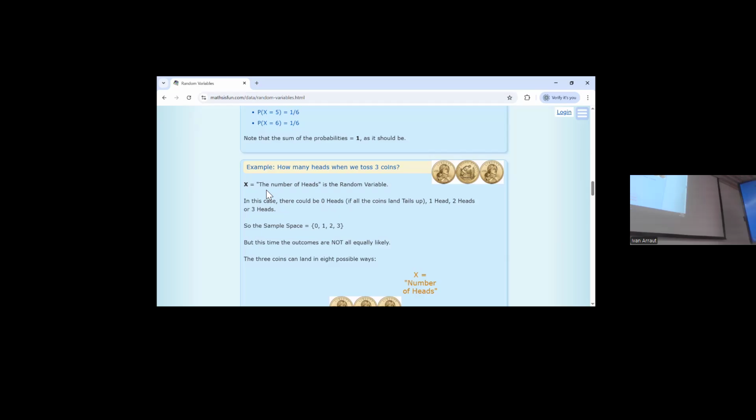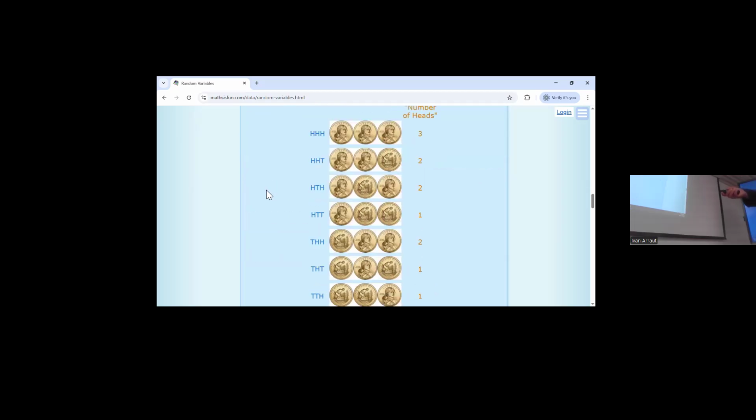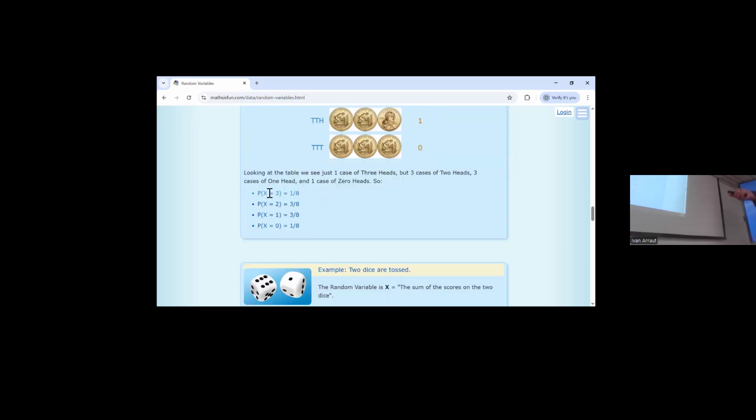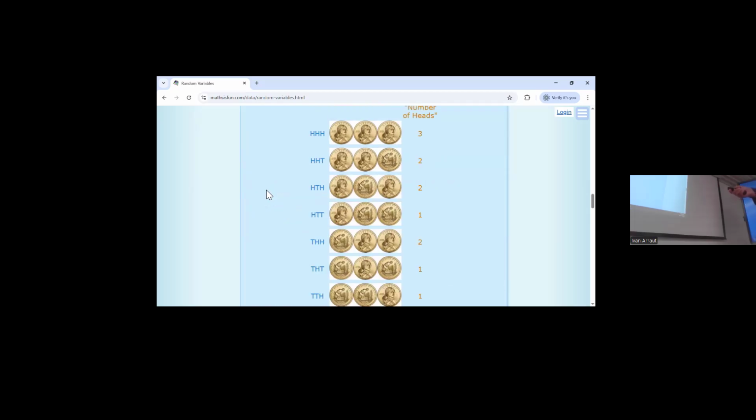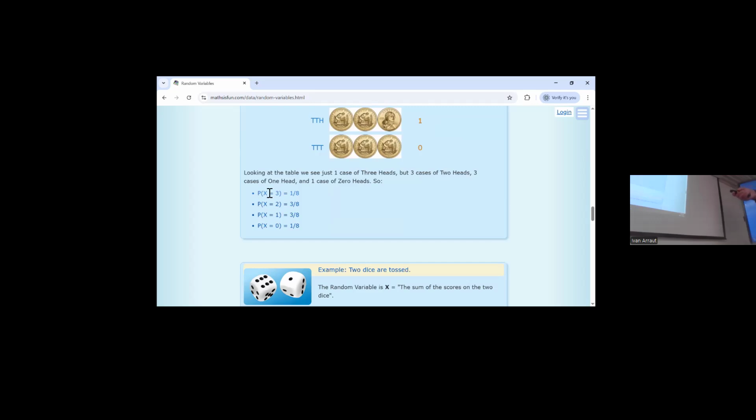So let's see, here, the sample space. Head, head, head. The random variable is 3 because the random variable measures the number of heads. Head, head, tail is 2. Head, tail, head is also 2. And this is also 2. And how many possibilities do we have? 8. 1, 2, 3, 4, 5, 6, 7, and the last one is this one, 8.